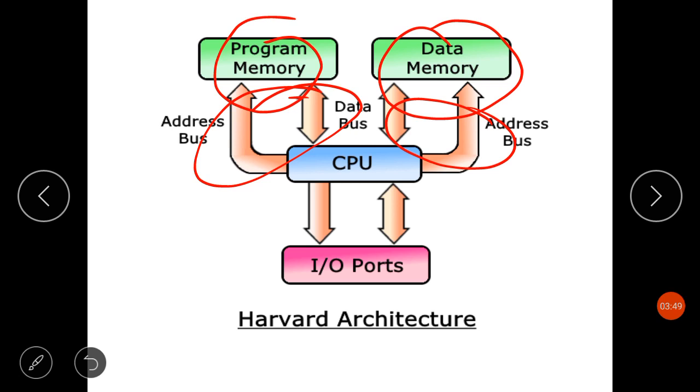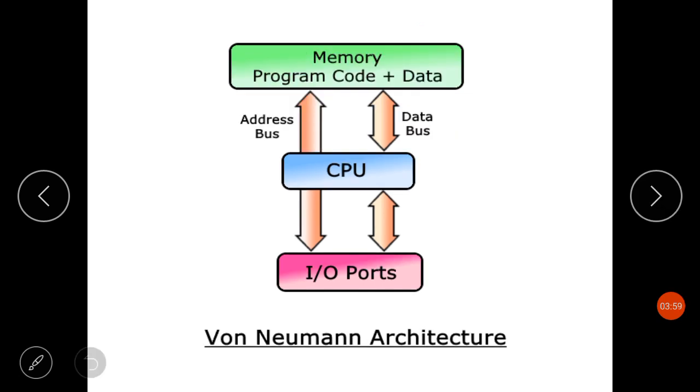The next classification on the basis of the architecture is the von Neumann architecture microcontroller. So von Neumann or Princeton architecture suggests using a single memory for both program and data storage. This concept was proposed by mathematician von Neumann in the year 1945, and it is the most used architecture in all computers, desktops and laptops to date.